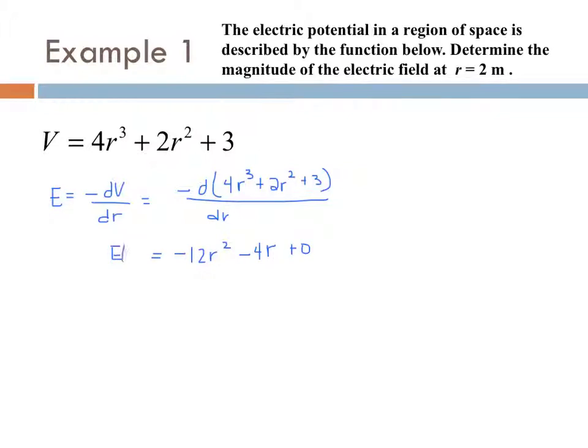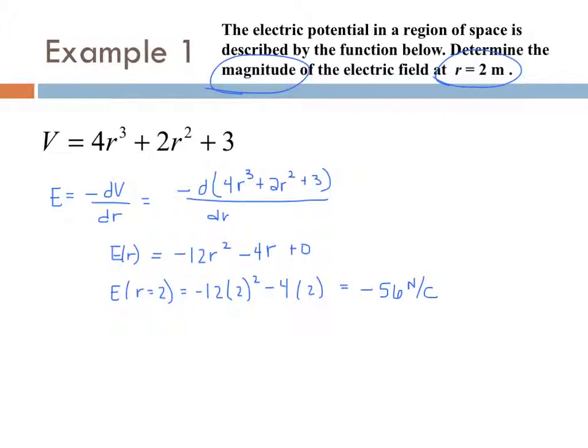Again, this is our electric field function now, but it asks us to evaluate it at r is equal to 2. So if I put in all of my values, I should get an electric field of negative 56 Newton per Coulomb. But the problem did ask only for magnitude, so it is simply 56.